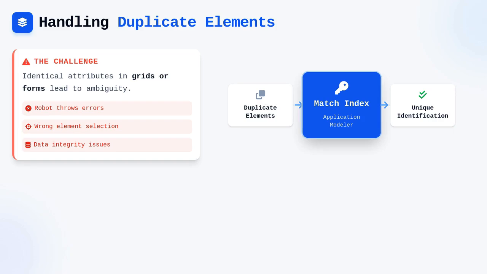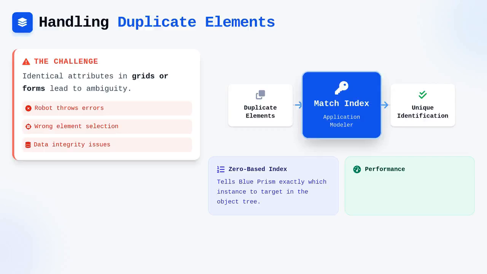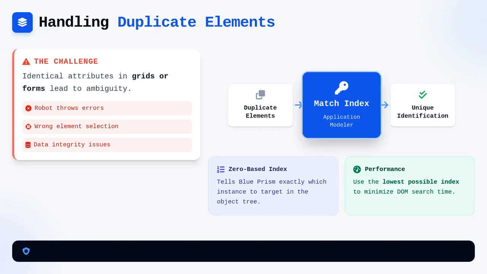By assigning a zero-based index value, you tell Blue Prism exactly which instance to target, effectively resolving ambiguity without compromising performance. Using the lowest possible index value is typically preferred, as it keeps your identification logic lean and minimizes the time the robot spends searching through the DOM or the screen object tree. When you combine this careful management of indexes with the selective use of attributes, you create a robust, production-ready object that respects the nuances of the host application.